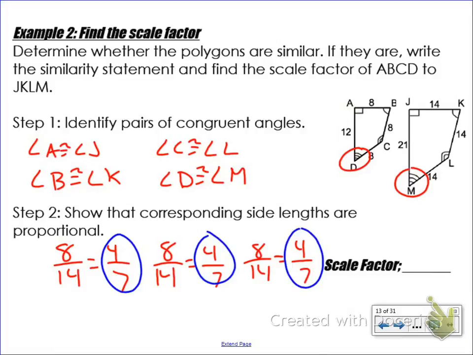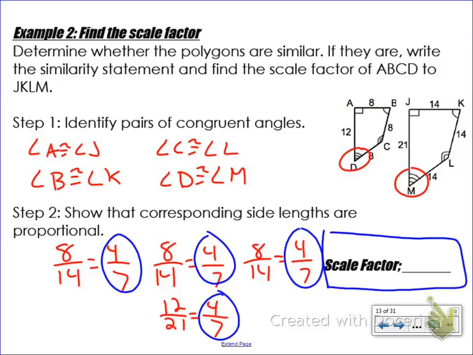We need to verify my last one, so we need to do AD to JM. So AD is 12, JM is going to be 21. Looking for a common factor. 3 goes into 12 4 times. 3 goes into 21 7 times. So I get 4 to 7 as my last ratio. All 4 corresponding side lengths have the exact same ratio. Now the last thing that it wants me to do is list what we call a scale factor.